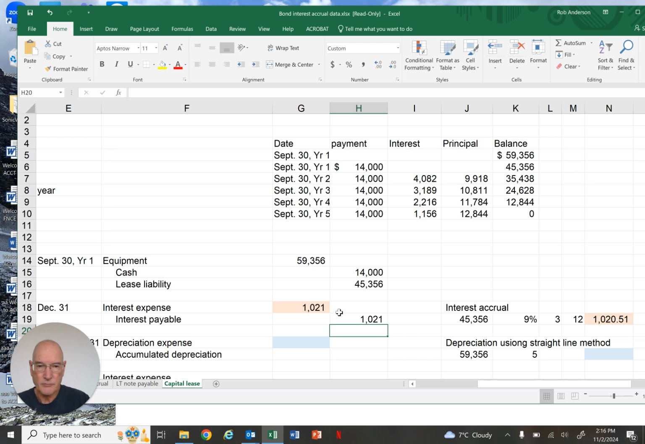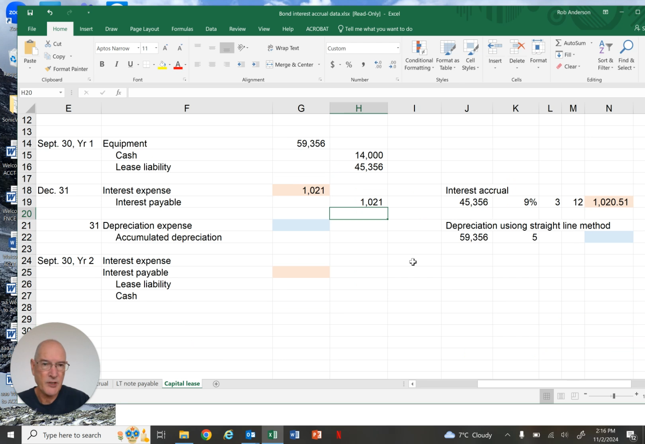Now, we also have to depreciate this equipment. So let's look at how we depreciate this equipment. The present value or beginning amount for the lease was $59,356. We're keeping this equipment for 5 years, and in this question there was no residual value, which means we don't have to take away anything. So we're just going to go 59,356 divided by 5 years.